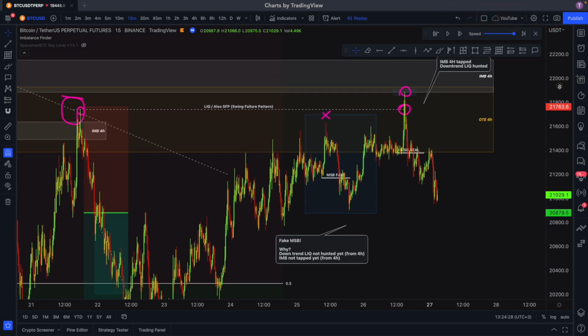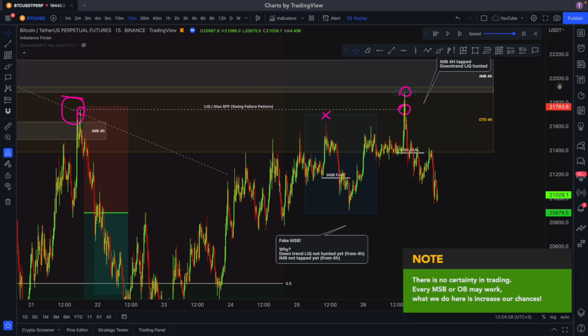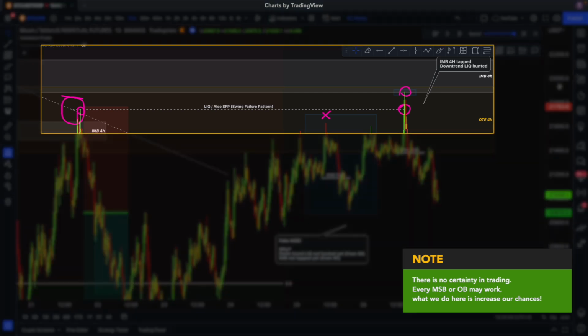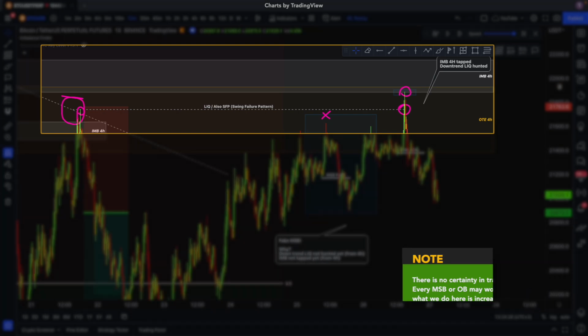Can you see the difference between fake and real market structure breaks? What is the fuel to move the price? It is imbalance and it is liquidity. As you can see, stop loss hunted. First fuel, imbalance tapped, and second fuel for short.